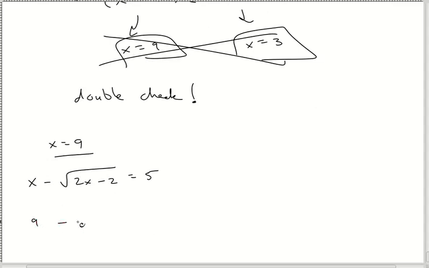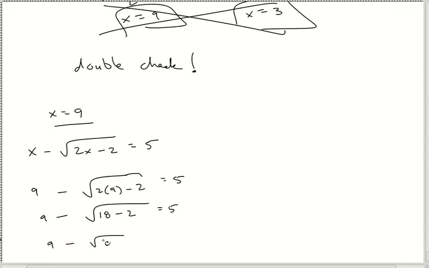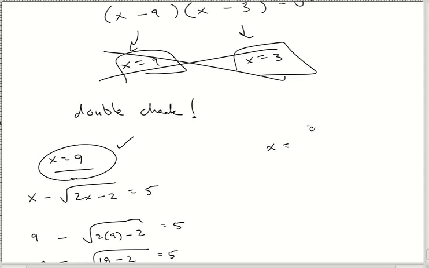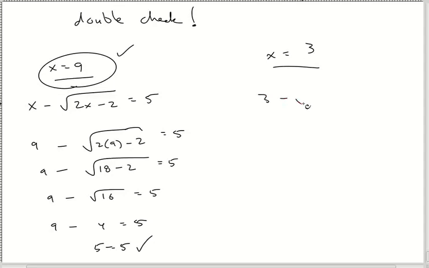Let's see what happens. I got 9 minus the square root of 2 times 9 minus 2 equals 5. Here I got 18 minus the 2. Thankfully, that made a pretty 16, which yields a 4. I'm already writing a 4 because you know I'm thinking that. And so then we got 5 equals 5, and I like that. That's good. Okay, what was the other one? Was it 3? Yeah. 3 minus the square root of 2 times 3 minus 2. Well, you already know it's not going to work because this one worked and both of them didn't work. We already had tried that with our first attempt.